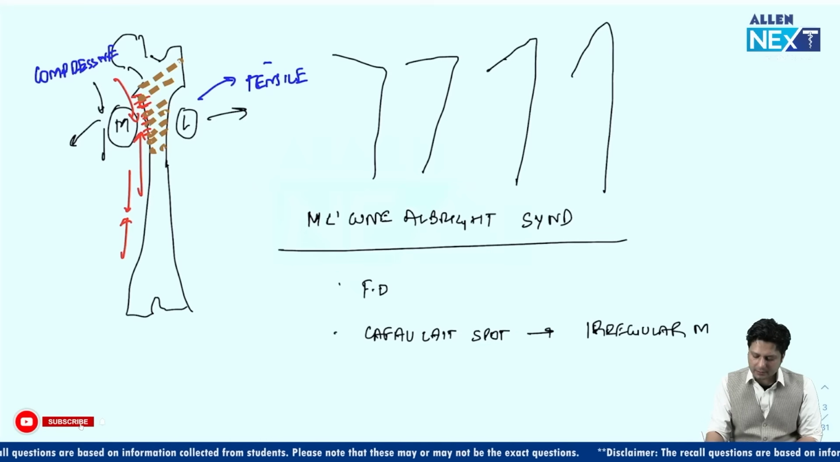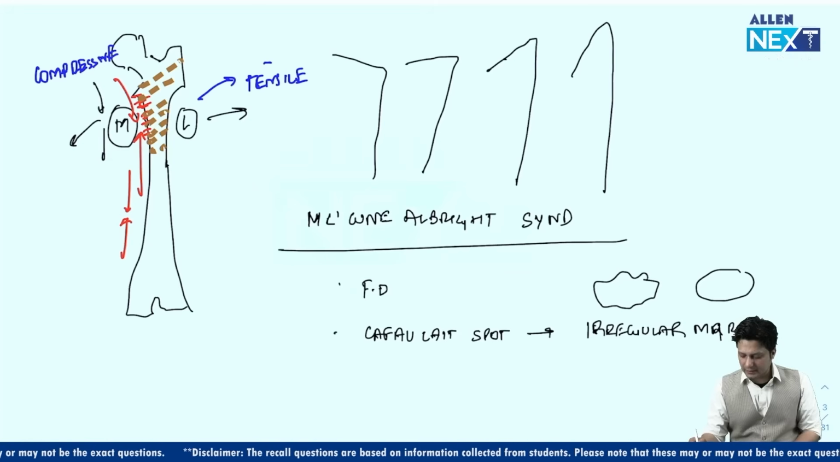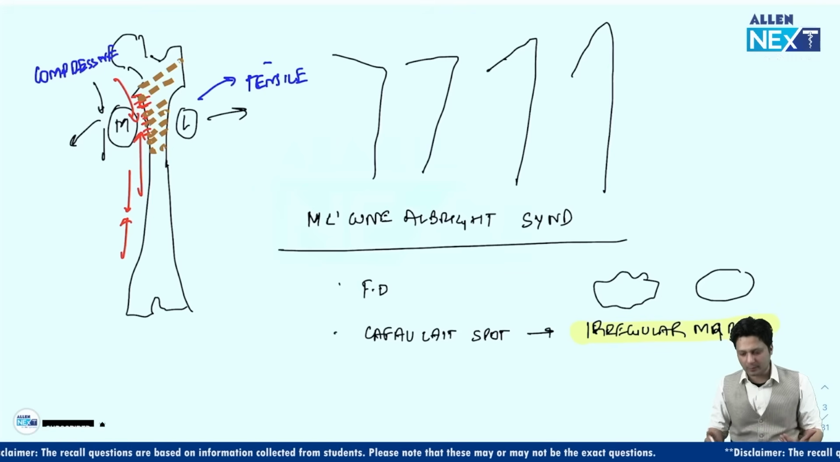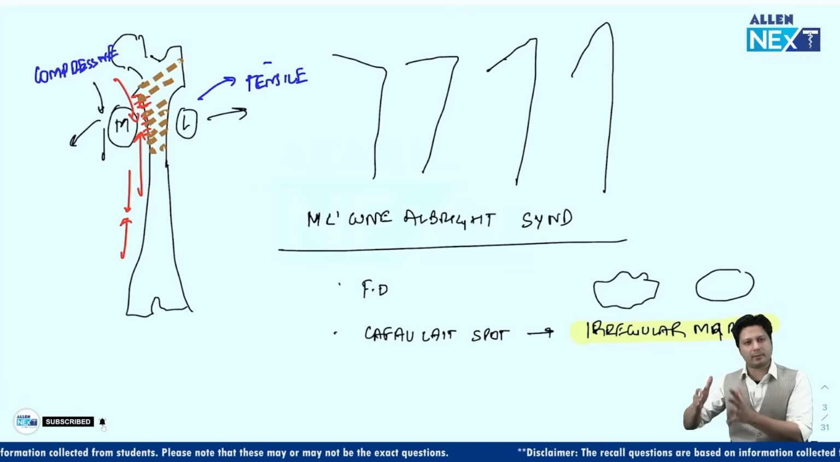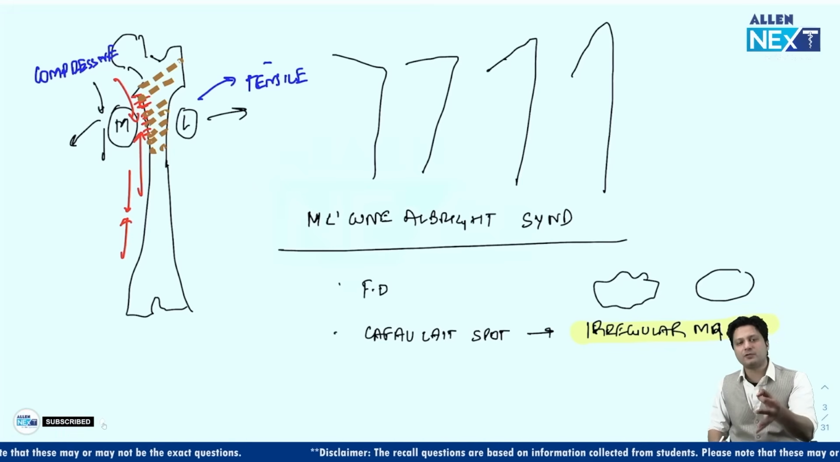Irregular margins. Like this is an irregular margin and this is a regular margin. Café-au-lait spot is a condition which you can see in two types of diseases. One is McCune-Albright syndrome, that is fibrous dysplasia associated. The other one is neurofibromatosis type 1. You already know about it. Neurofibromatosis type 1 also presents with café-au-lait spots.